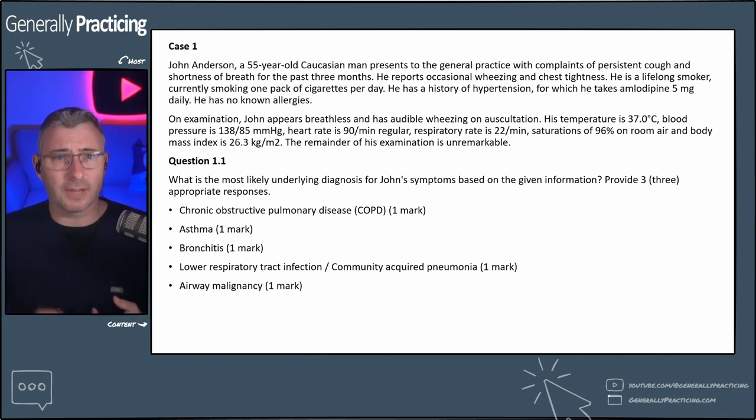And, of course, we do have that big smoking history, so one mark that is a relatively safe bet for these kinds of questions would be to include malignancy of some shape or form. In this case, airway malignancy would be a good catch-all. Whether they would accept that or a specific example, such as bronchial carcinoma, would potentially be up to the assessors marking it. How did you all go?